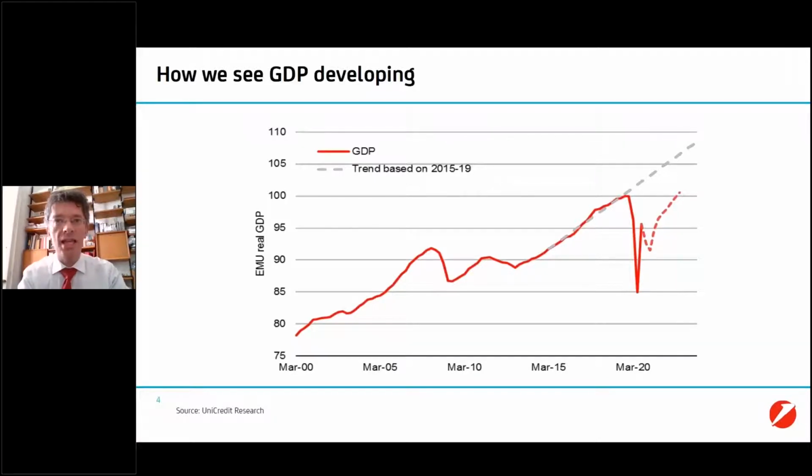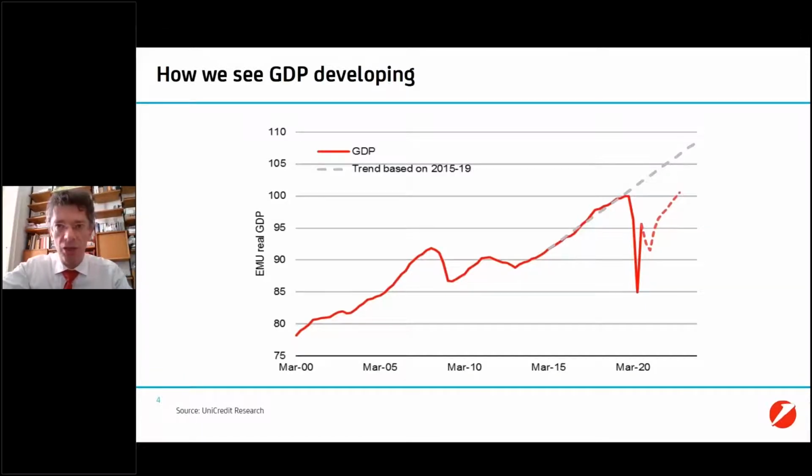Now, in this chart, you see the development of euro area GDP along with the path, which is the gray dotted line, which would have been followed in case we had no COVID crisis. Basically, it's an extrapolation of the trend that was present from early 2015 up to late 2019.